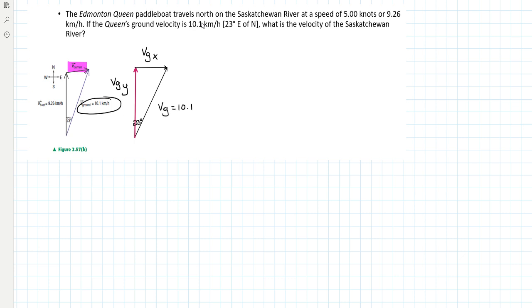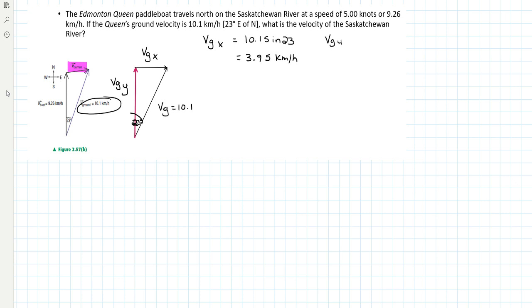When we calculate these, you're just going to use your trig. So our VGX is equal to 10.1 multiplied by sine of 23. Plug that into our calculator, and that gives us 3.95 kilometers per hour, and that is positive, so it will remain in that eastward direction, which makes sense based off of what we've drawn here.